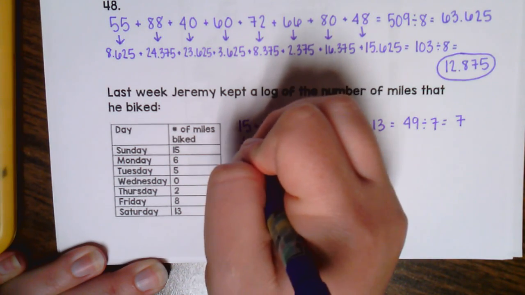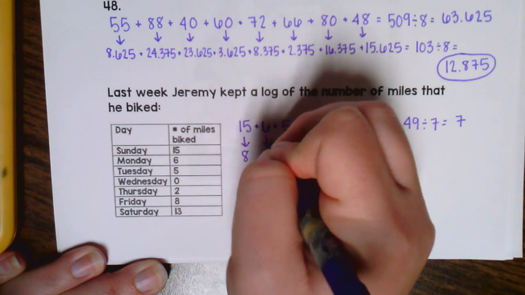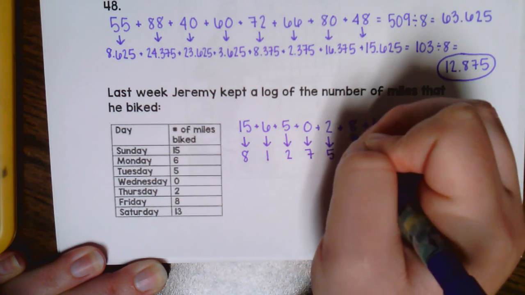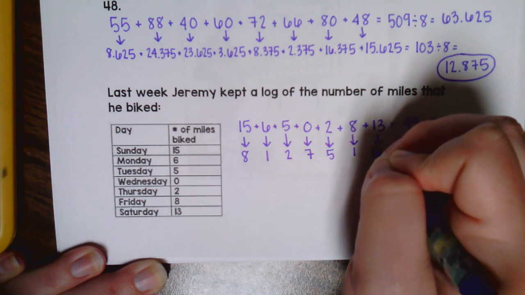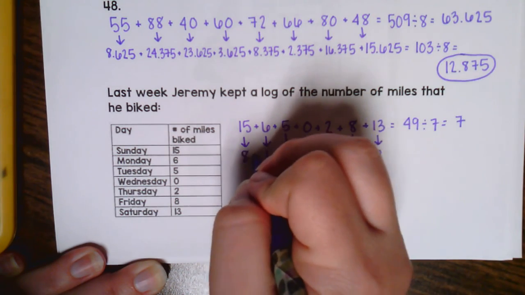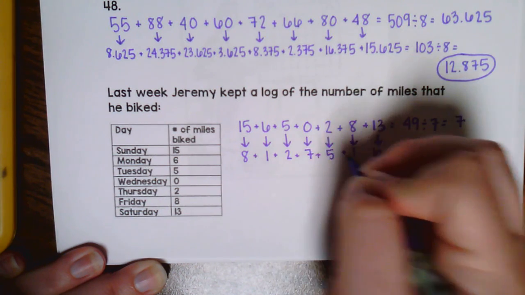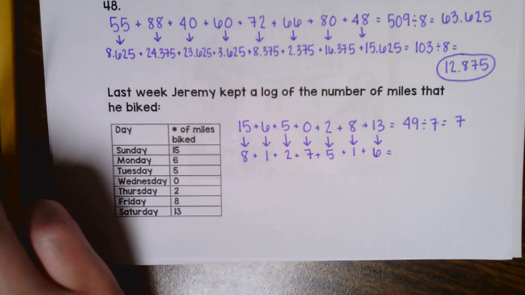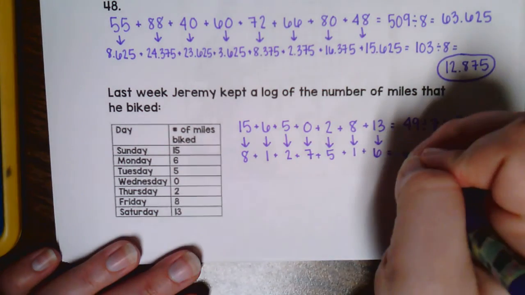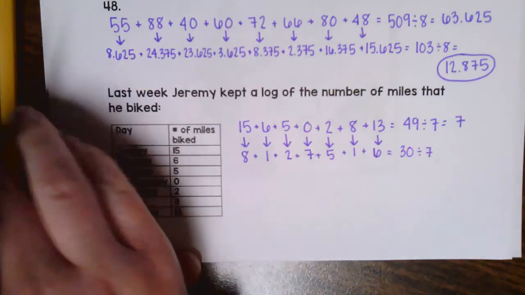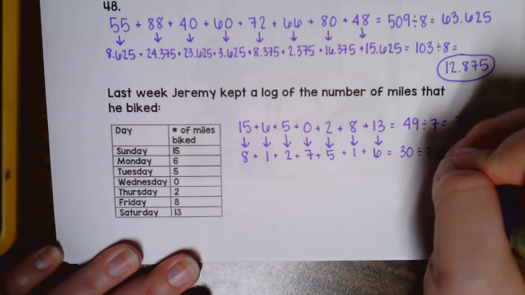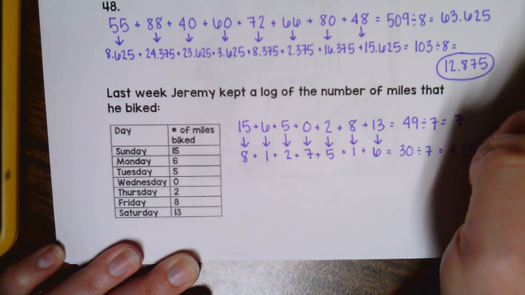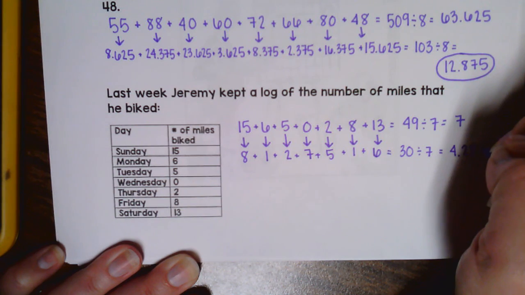And then we're going to see how far each of these numbers are from 7. So 15 is 8 away. 6 is 1 away. 5 is 2 away. 0 is 7 away. 2 is 5 away. 8 is 1 away. And 13 is 6 away. So I'm going to find the average of those. So that's 30, and 30 divided by 7 is 4.28, and then it keeps going on, so I'm going to end it right here.